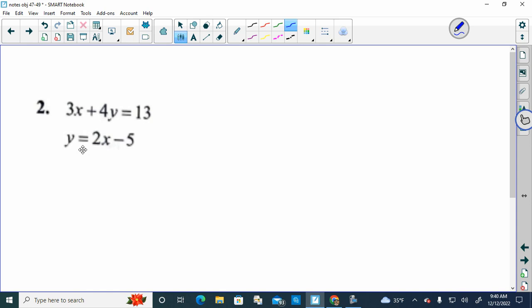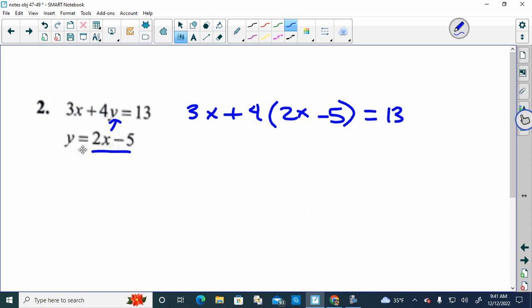Okay, so same thing. I'm going to plug this in and replace it in for the y. So I have 3x plus 4, I'm replacing the y with what it says it is right here, which is 2x minus 5, equals 13. Okay, so I got it where all the x's are by themselves. There's no y's in this equation. I need to distribute. So I've got 3x plus 8x minus 5 equals 13.